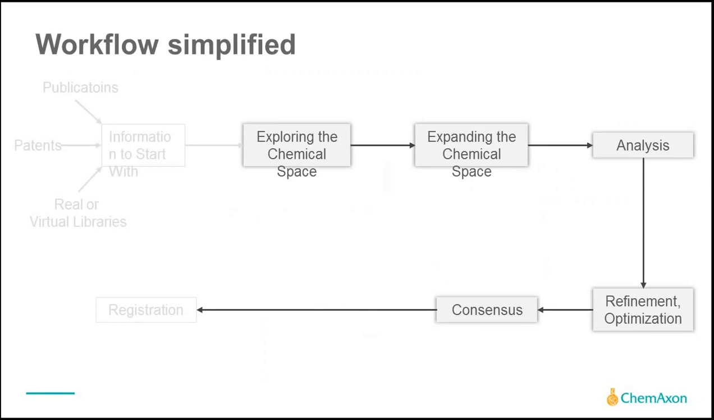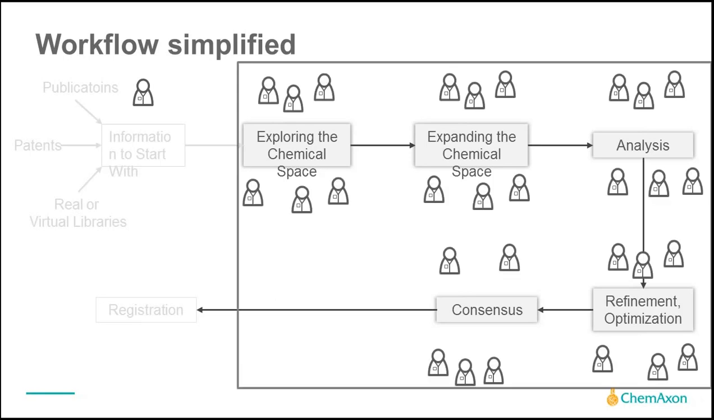Okay, so if we get back to our workflow, collecting this information from the publications is typically a single-person job. But the rest of the workflow, where you're exploring the chemical space and expanding that space, and going any further with analysis and then getting to the optimization step, involves more people. This is where collaboration becomes really important. And getting to a consensus sometimes requires even more people to be involved.